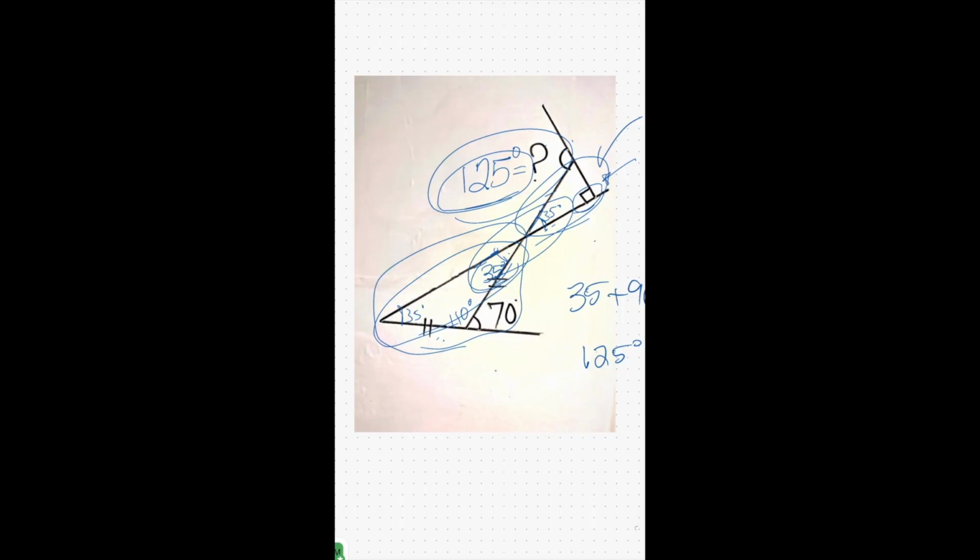That's what geometry is. We know something about what they're giving us, and then they're asking us something else about it, and we have to use what we know to get what we're looking for.